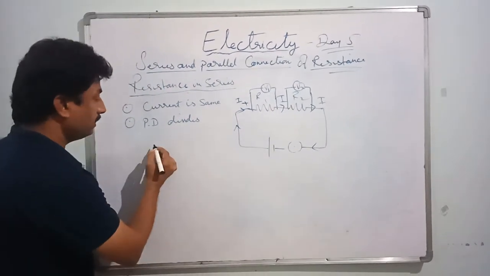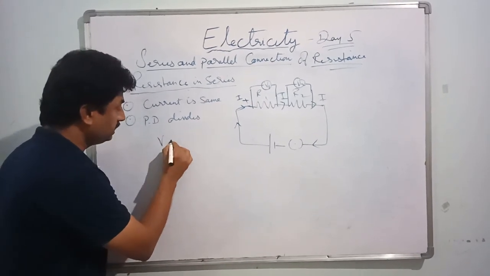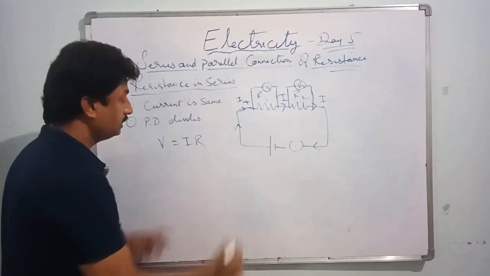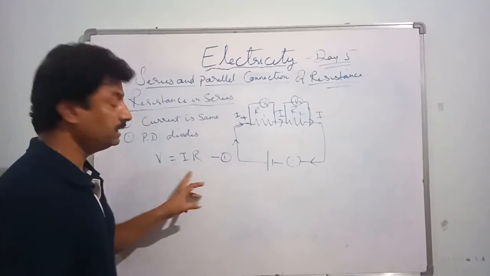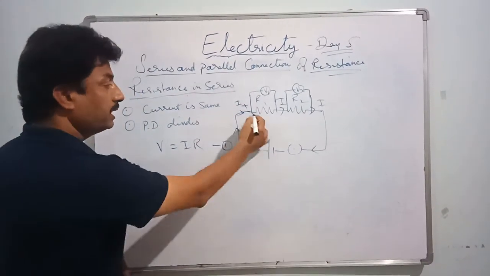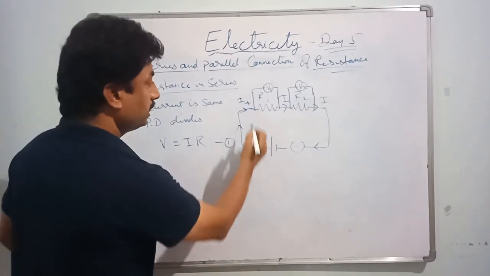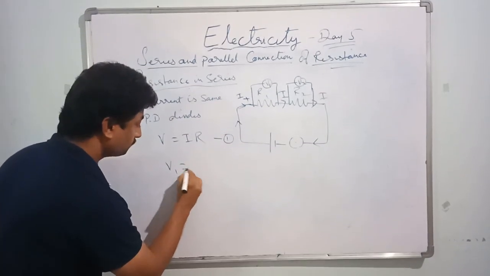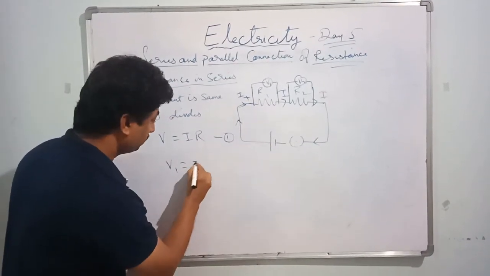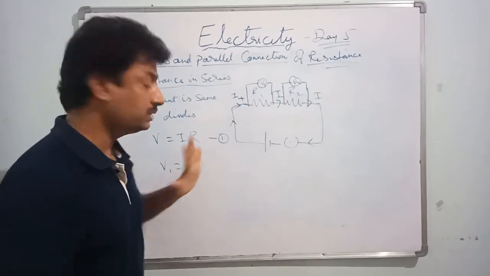What is Ohm's law? V is equal to IR. This is the formula for Ohm's law, and this is the first equation. Now coming back here, when the current flows, this is V1. I is the same. In all cases in the circuit, I flows the same.